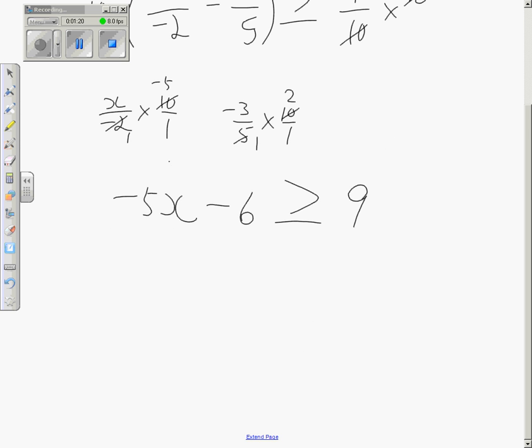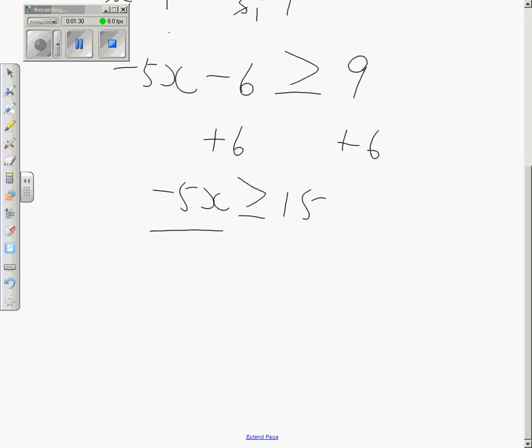Now the next thing I'm going to do is add 6 to both sides. I get negative 5x is greater than or equal to 15. And the last thing I'm going to do is divide both sides by the negative 5 coefficient to get x. Now here's where it gets tricky. Now I'm going to put a little note over here.